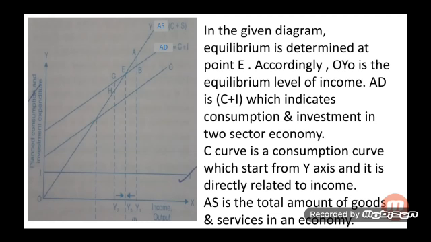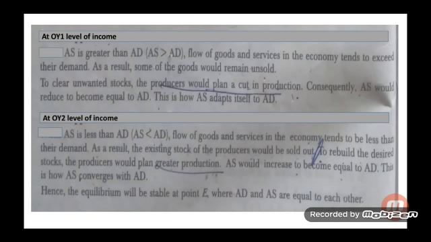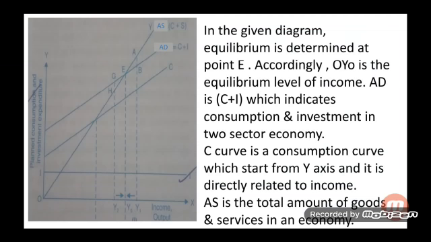All these points. Now, at OY1 level of income, AS is greater than aggregate demand. If you will see the graph, OY1 point is at which aggregate supply is more and aggregate demand is less. And at OY2 you will see demand is more and supply is less. Because at OY1 supply curve ऊपर है aggregate demand से, and at OY2 you will see the demand curve is above the supply curve. I hope it is clear.